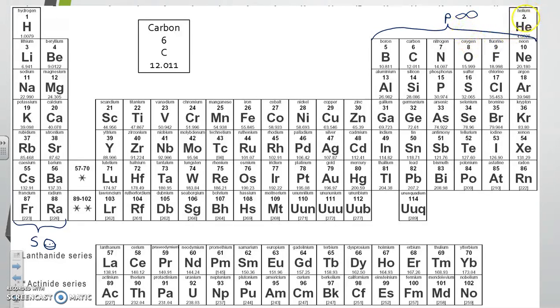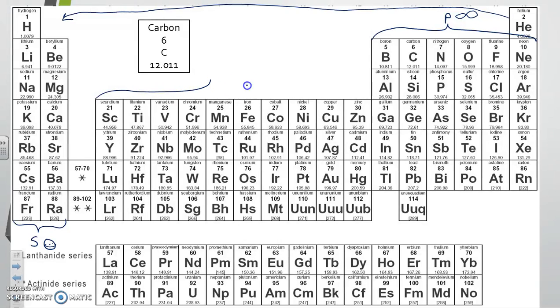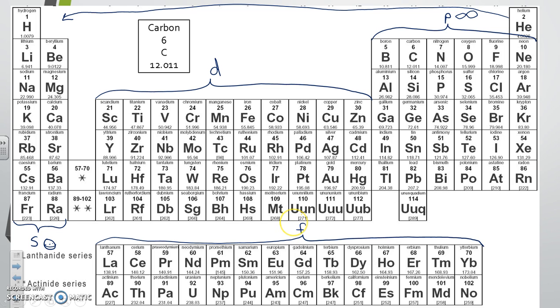Notice how I did not include helium in the P orbitals. Helium should be, according to this, right here, so it fills up the S orbital. Then you have your swimming pool area, and this right here is your D orbitals. And then you have your lanthanide and your actinide series, and these are going to be your F orbitals. So make sure you have those drawn on your periodic table.